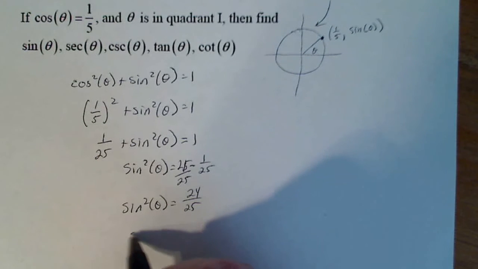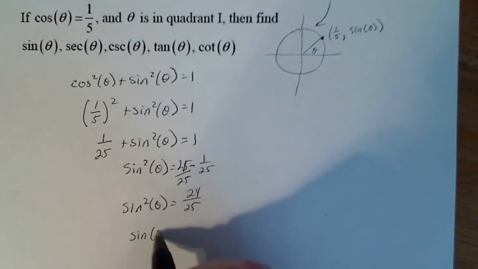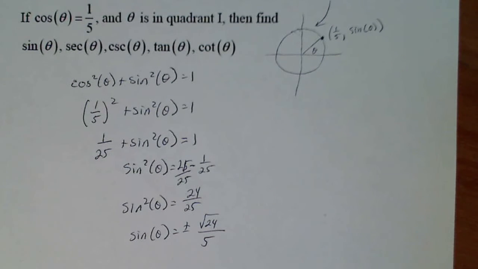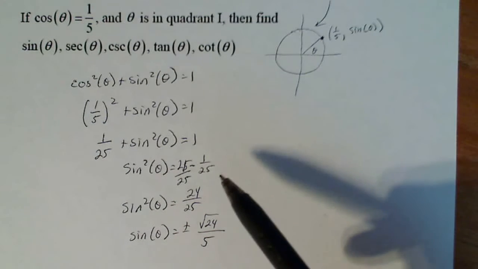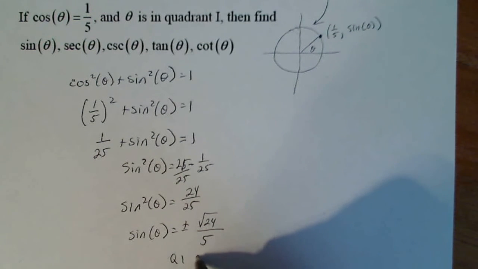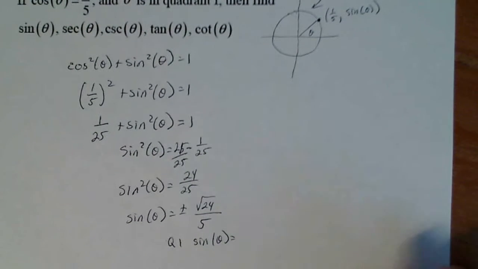Take the square root of both sides. Sine of theta is going to be plus or minus the square root of 24 over the square root of 25, which is 5. Now, you choose the plus or minus based on the quadrant that we're in. Now, we're in quadrant 1, so that automatically says sine of theta is equal to the square root of 24 over 5, the positive one.